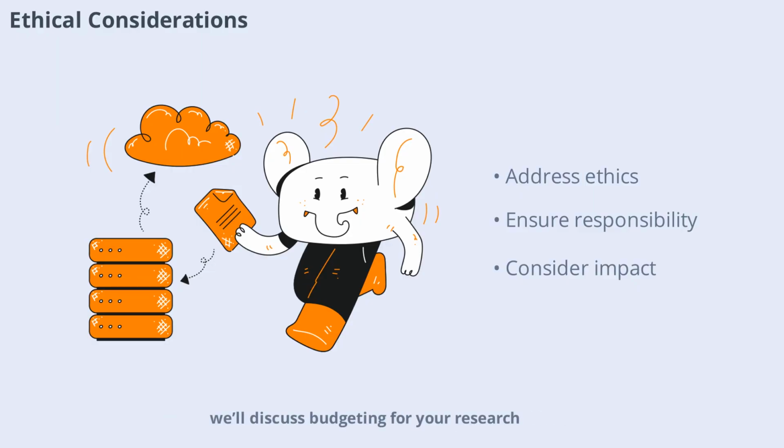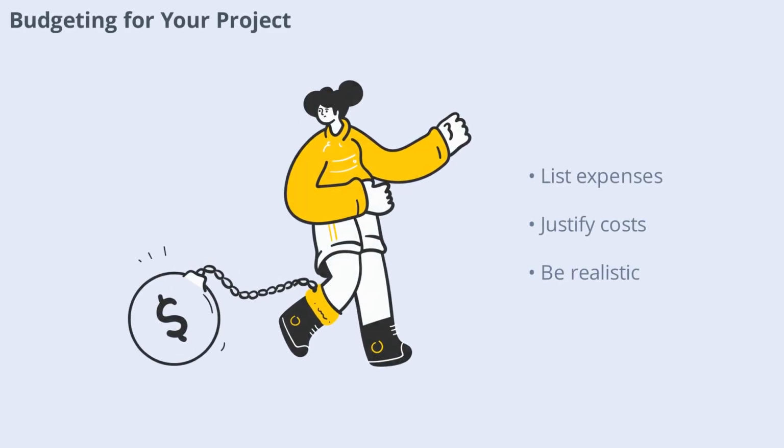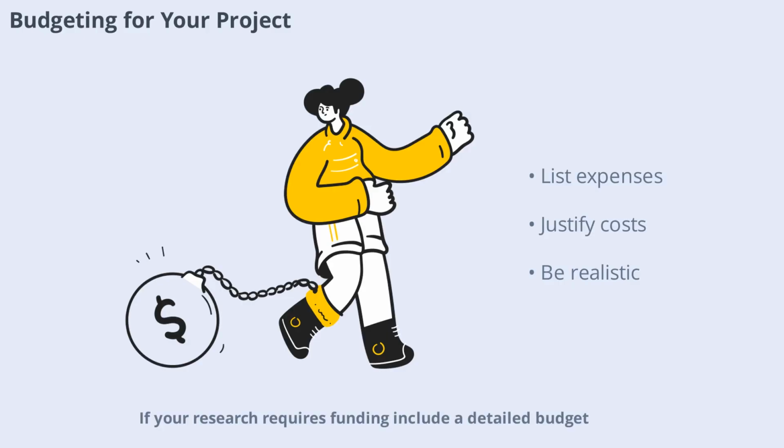Next, we'll discuss budgeting for your research. If your research requires funding, include a detailed budget. List all anticipated expenses such as materials, travel, or participant compensation. Justify each cost and explain how funds will be used. A clear, realistic budget increases your proposal's credibility.